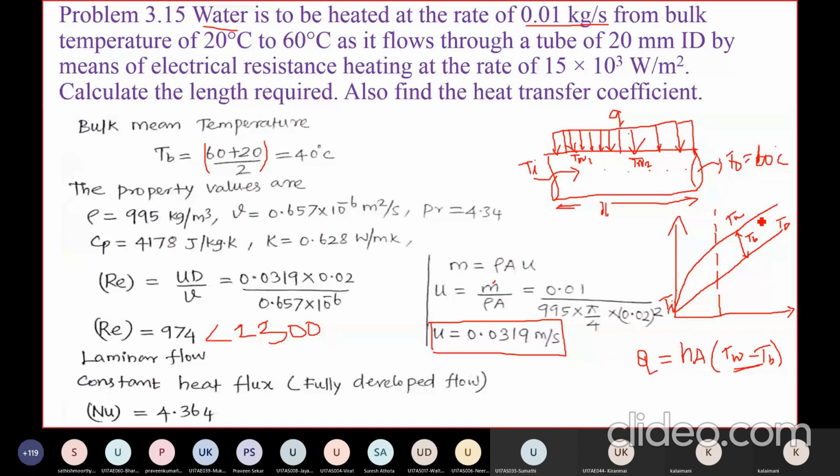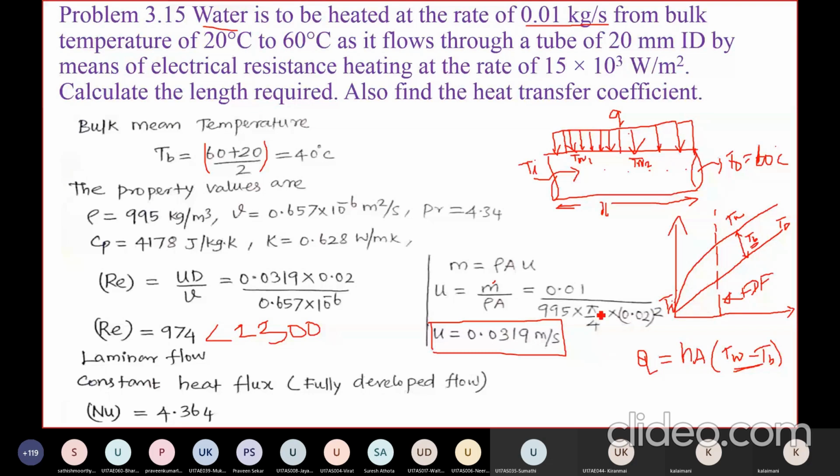This line is parallel to this line. Up to this location is called the developing region, and after this region is called fully developed flow. If it is fully developed flow, then while calculating the heat flow rate, Q is equal to hA into the temperature difference Tw minus Tb. Tb is nothing but the bulk mean temperature, which is Ti plus To divided by 2.